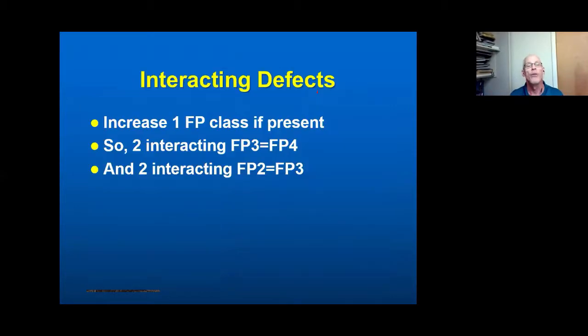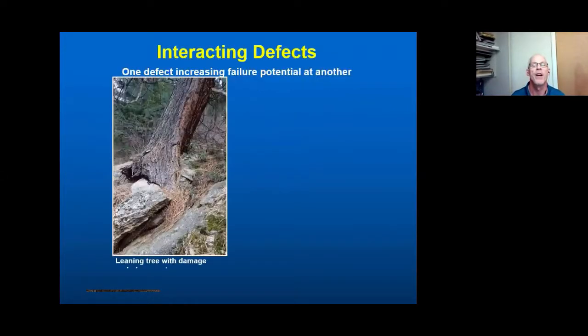Okay, so talking about interacting defects, the way that we're approaching that is if you have interacting defects, you just bump it up 1 failure potential class. So if you have 2 interacting failure potential class 3s, you take that to a 4. Two interacting 2s, you bump that to a 3. And I'll walk you through an application of that.